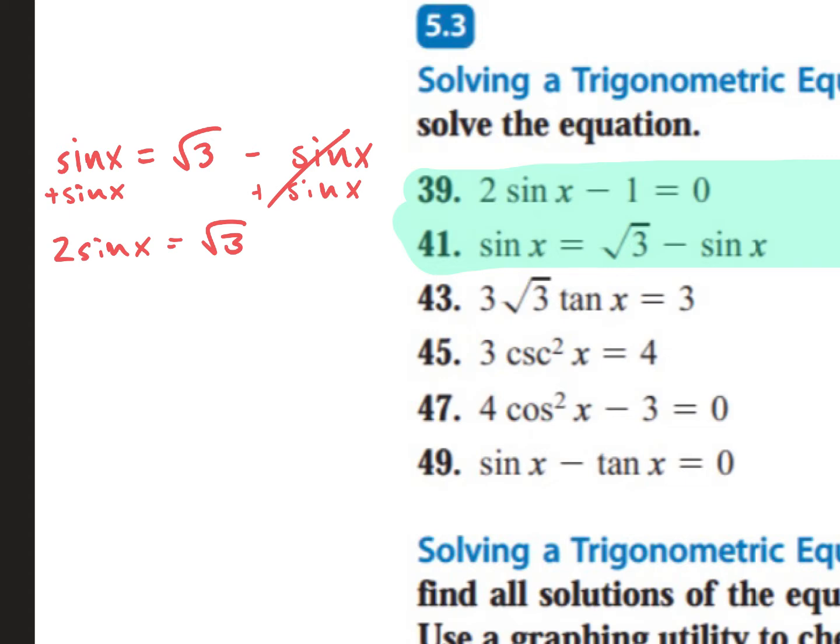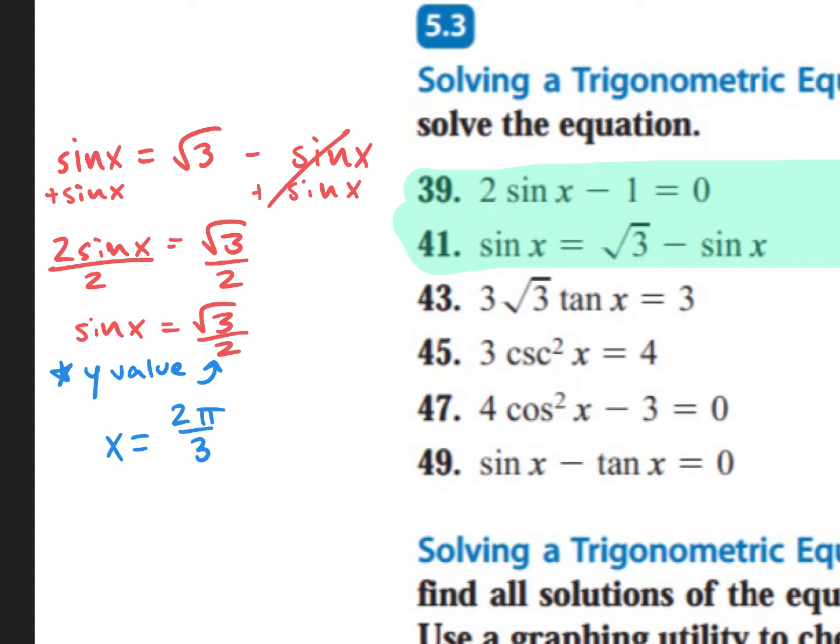And then what do I have to do next? So we divide both sides by 2. So sine of x is equal to square root 3 over 2. Sine tells me I have to look at what value on my unit circle? The y value. So I have to see where my y value is square root 3 over 2. So that would be 2 pi over 3. So x is going to be equal to 2 pi over 3 and pi over 3. So these would be my two answers.